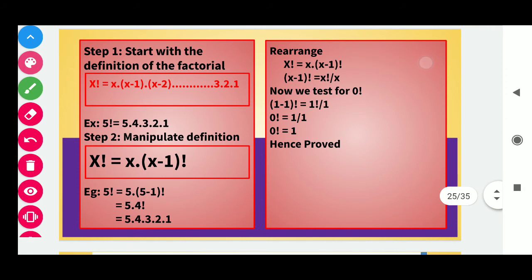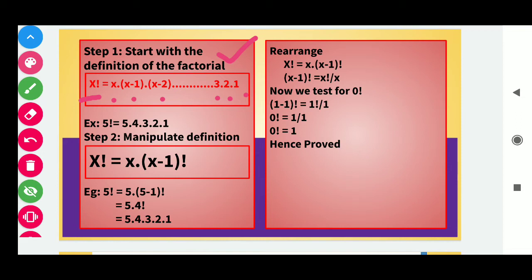You can see here, I have mentioned step 1. Start with the definition of the factorial. What is the definition of factorial? Suppose we have a number x factorial, then we have to subtract 1 and proceed in this manner up to 1. So here x into x minus 1 into x minus 2, and so on up to 3 to 1. Students, you have to go on decreasing by 1 to get the last number 1. Okay, and an example is 5 factorial. 5 factorial can be written as 5 into 4 into 3 into 2 into 1.